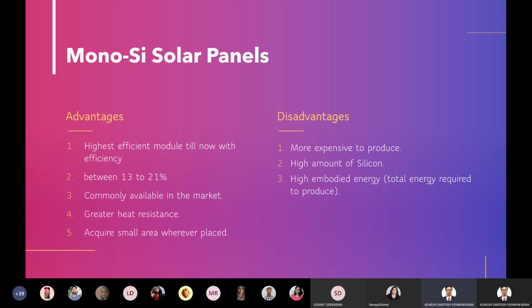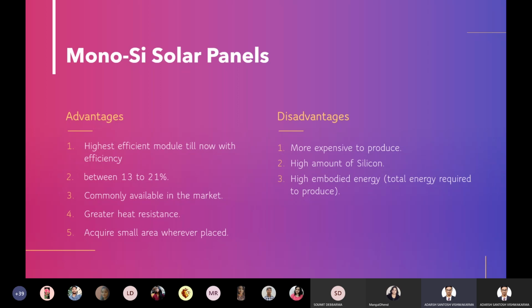Their efficiency ranges from 13 to 21%. They are readily available in the market and have great heat resistance. So areas which have a very tropical climate, considering South India or maybe many parts of Maharashtra and even North India, places such as UP.